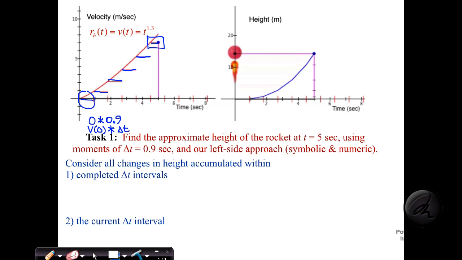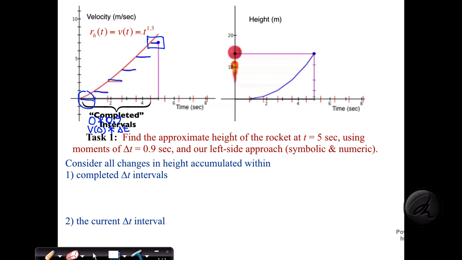So we have 1, 2, 3, 4, 5 complete delta t intervals, ones that our time is all the way through by the time we're at t equals 5. And then we've got one that t is in the middle of. That's the distinction between these complete and current intervals.